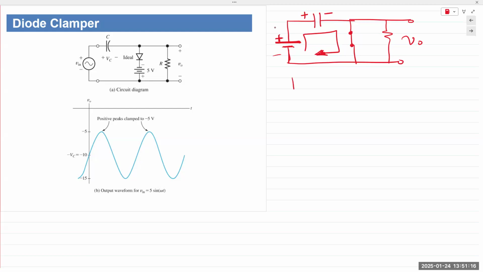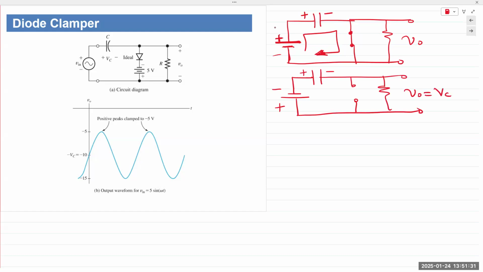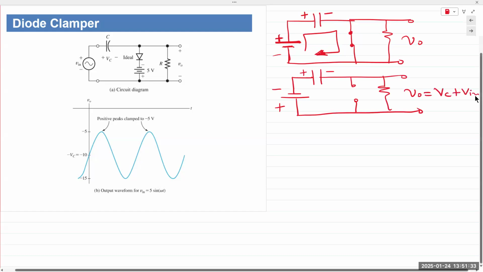In the negative half cycle, polarity reverses, comes like this. Capacitor is still fully charged. Diode is now behaving like an open circuit. And V out is equal to VC plus V in in the negative direction. Okay. V out is equal to VC plus V in.